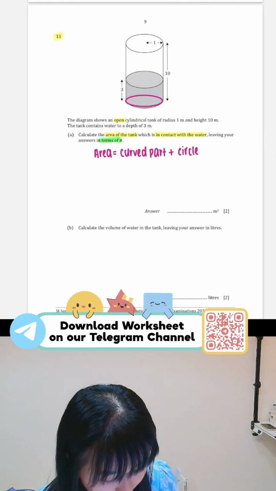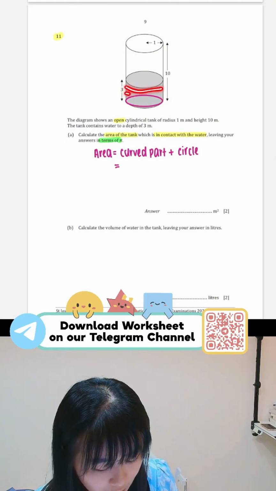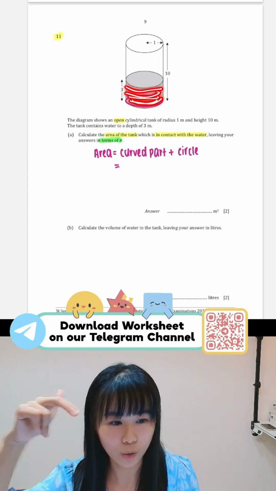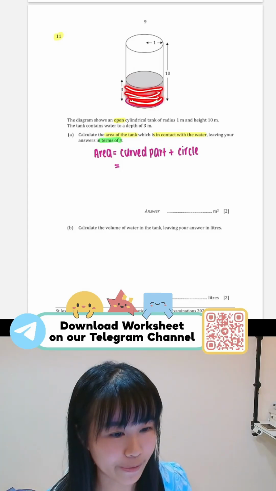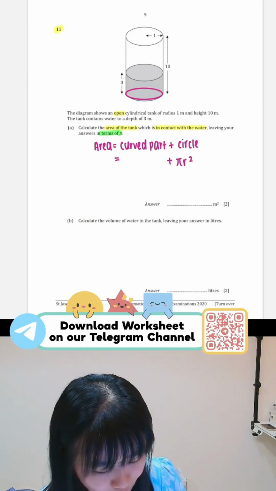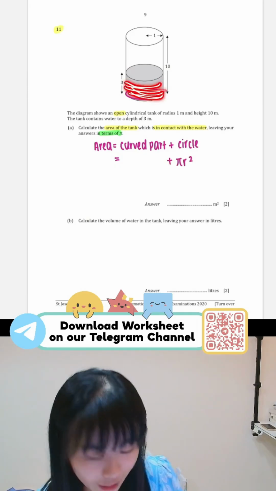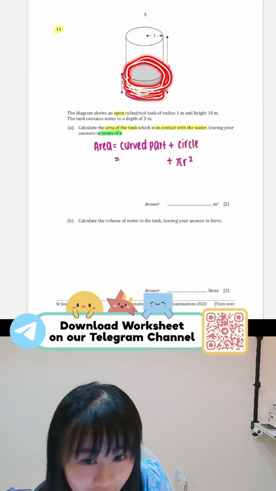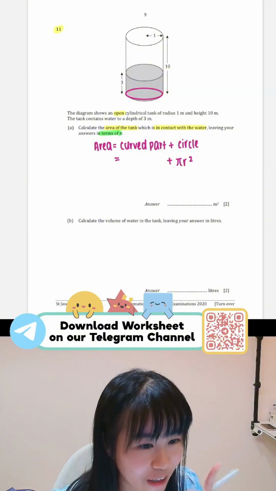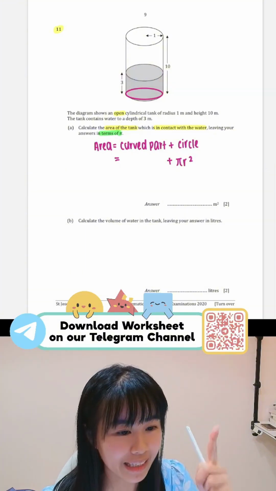Now the curved part. Let's talk about the curved part first. Anybody know the formula to get the area of the curved part? Who can remember the formula? Pi r square is the circle, not the curved part. The curved part is like that, surrounding like that. I still haven't got the answer. Pi dh.